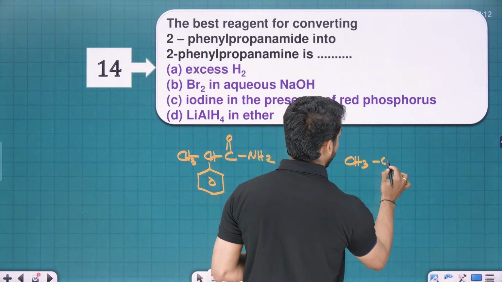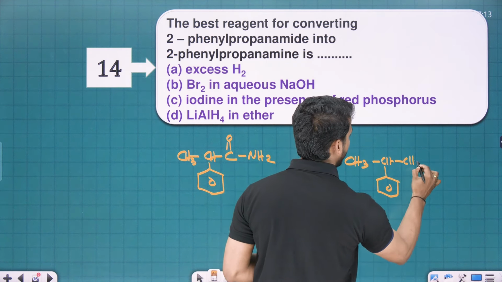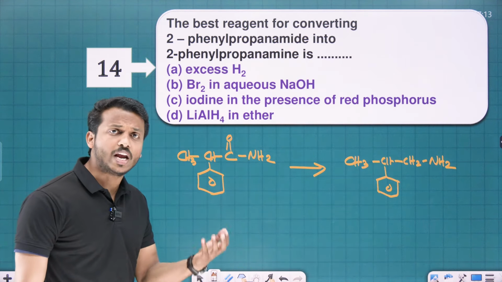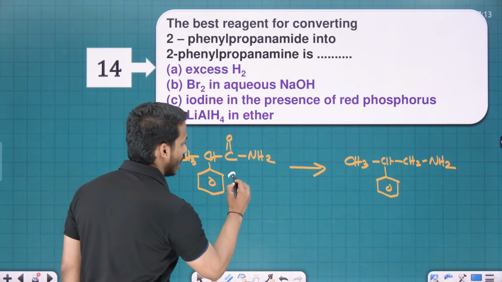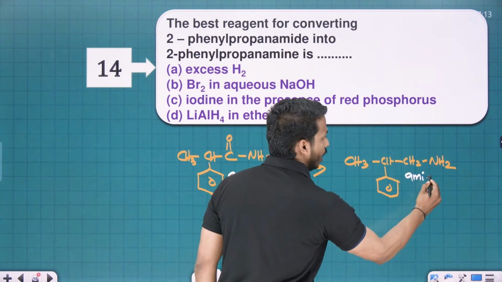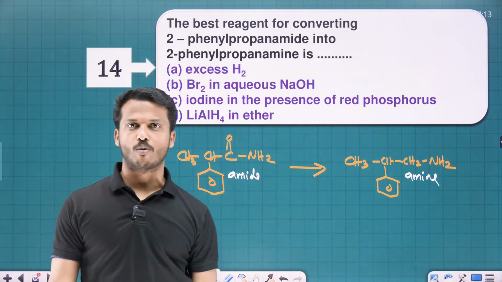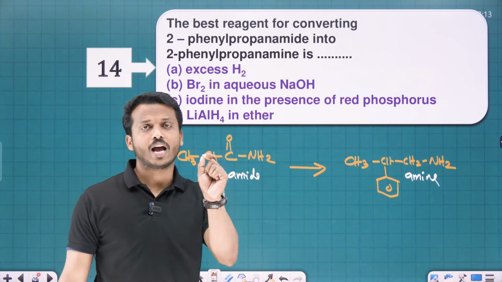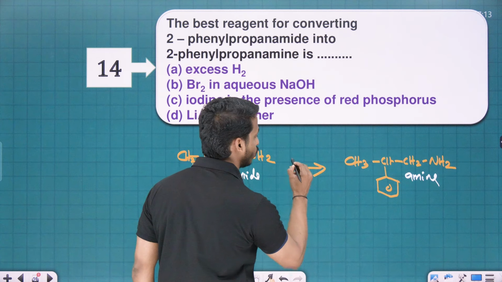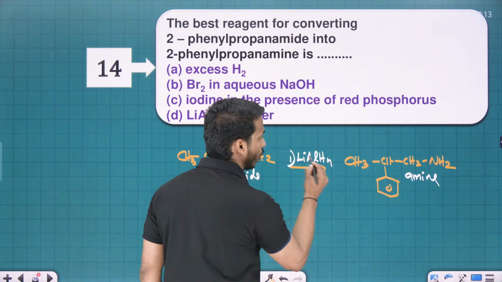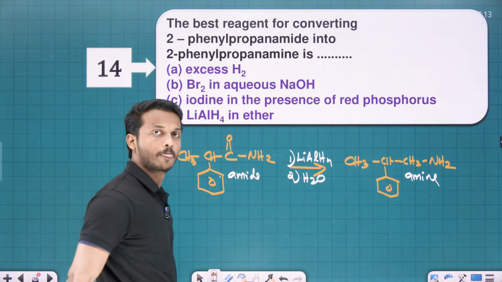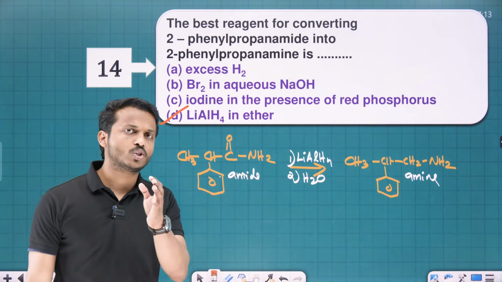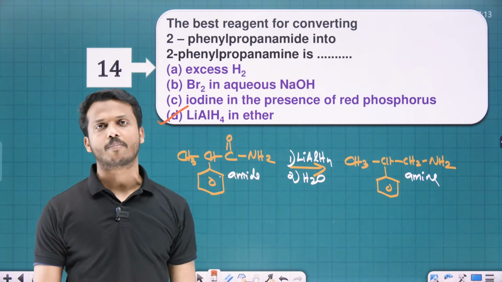What is the best reagent to convert 2-phenyl propanamide to 2-phenyl propanamine? Is there any change in the number of carbons? I think no. This is an amide, and this is an amine. If you want to reduce one carbon, then we can use Hofmann bromamide. But here there is no reduction in carbon number. So if you want to convert an amide into an amine, we need a reducing agent. What are the reducing agents to convert amide into amine? Basically, we use LiAlH4, lithium aluminum hydride, followed by hydrolysis. Where is LiAlH4 mentioned? Yes, LiAlH4 is there. The best reagent to convert amide into amine without change in carbon is LiAlH4.